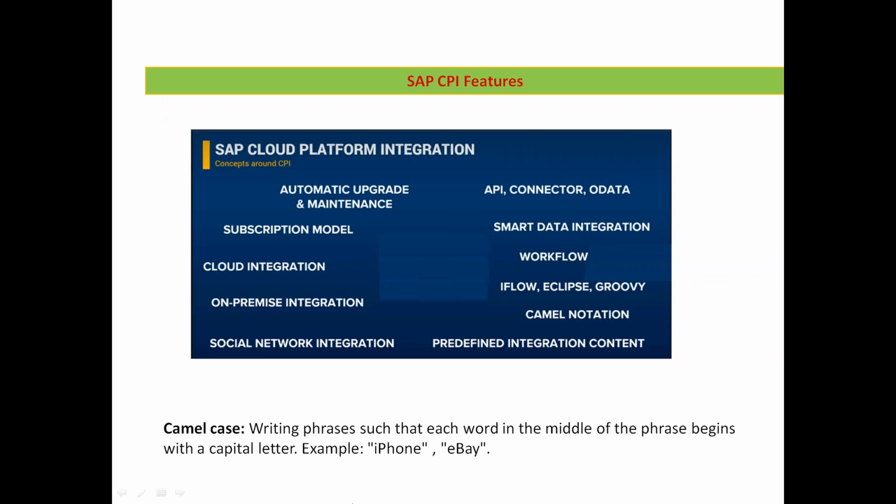Camel case, yeah. If you want to name an object, suppose iPhone, in CPI you should write it like this: iPhone, eBay. The first letter is in lowercase. The next letter must be in uppercase. This is the naming convention we will follow in SAP CPI for the Groovy scripting functions and various other places. Wherever we need to create new objects, we need to follow the camel case.